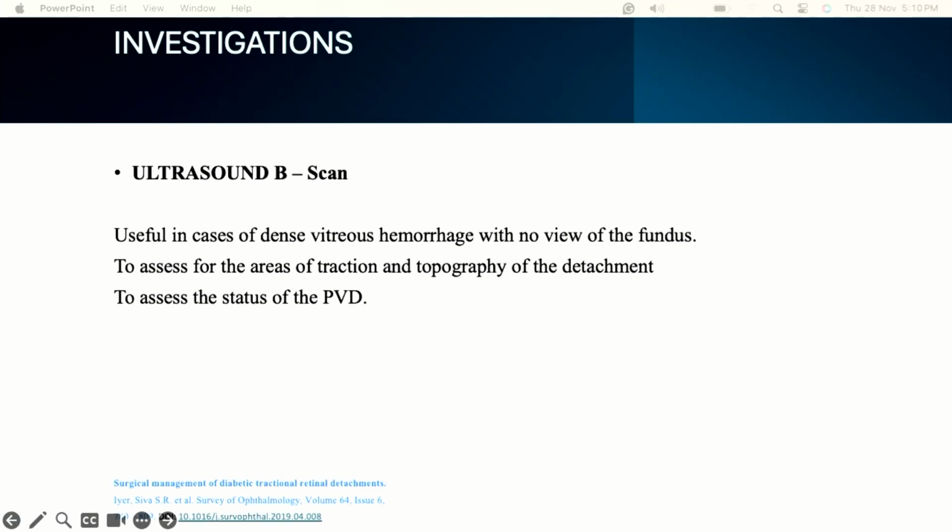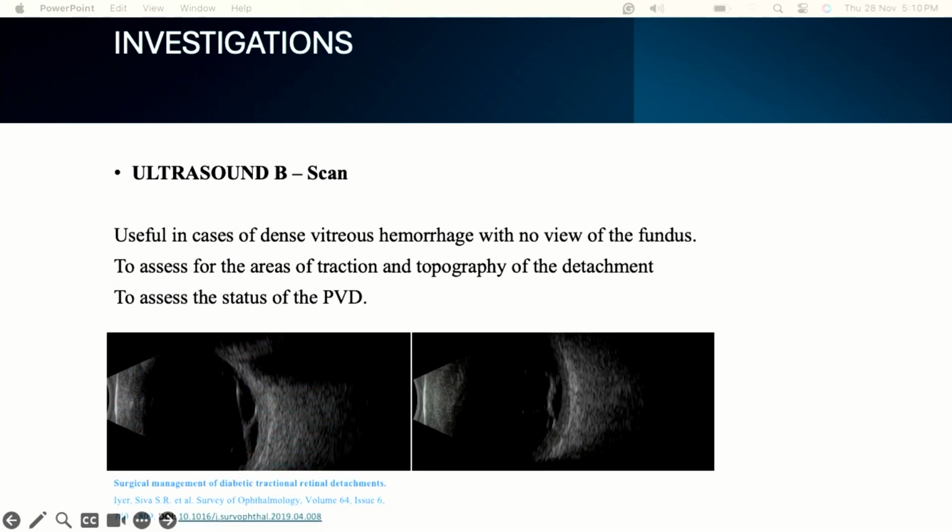So what are the investigations that we would like to do? Ultrasound is useful in cases of dense vitreous hemorrhage where there is no view of the fundus. It also helps us to know about the areas of traction and the topography of the detachment, and to assess the areas of PVD, in which quadrant the PVD has occurred. As we can see, in the left image there is an X pattern TRD which indicates a focal traction and a small area of associated detachment, whereas in this picture there is an H-shaped pattern. We can see there is a broad vitreoretinal adhesion and extended detachment, also called a tabletop detachment.